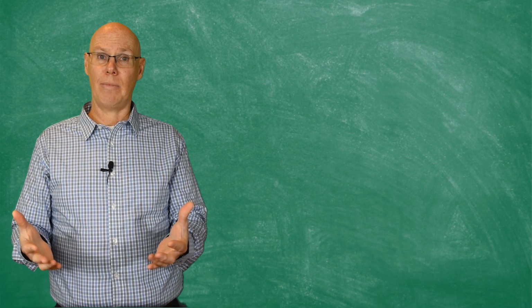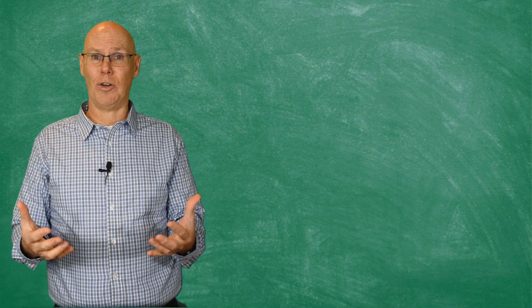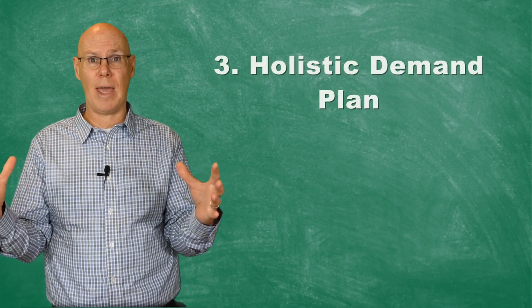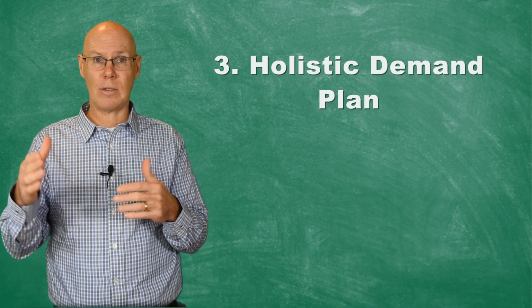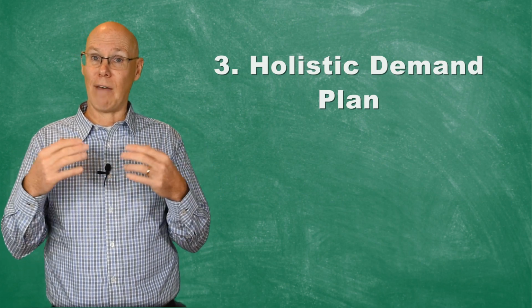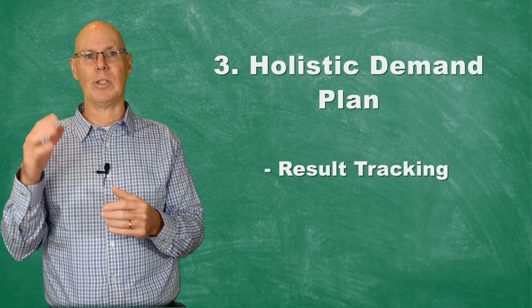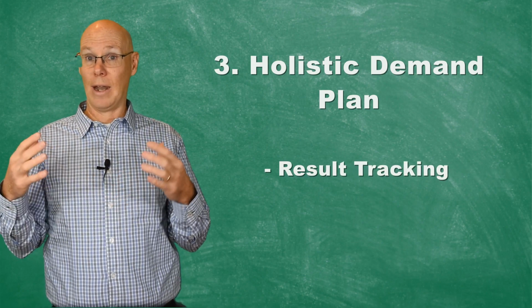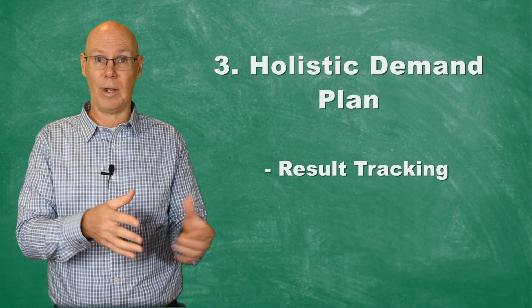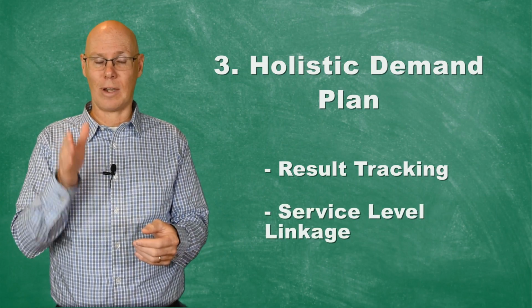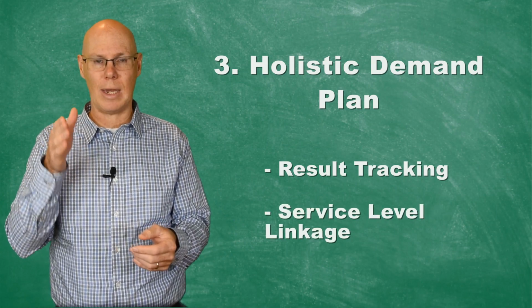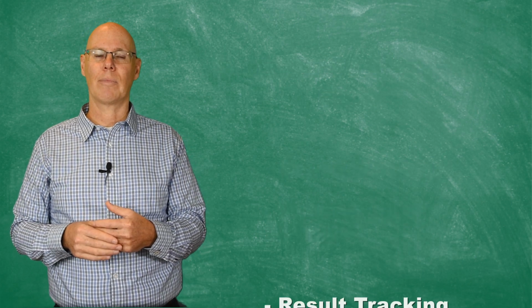And then third, effective S&OP provides this holistic demand plan. This includes bookings, shipments, and backlog. The level of detail provides clear and actionable tracking on the results of your activities and alignment of your plans going forward. It links the service levels directly to the variables that impact your service level.